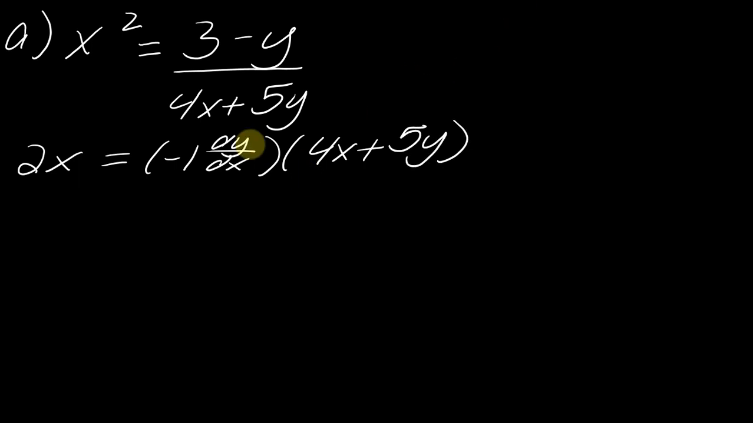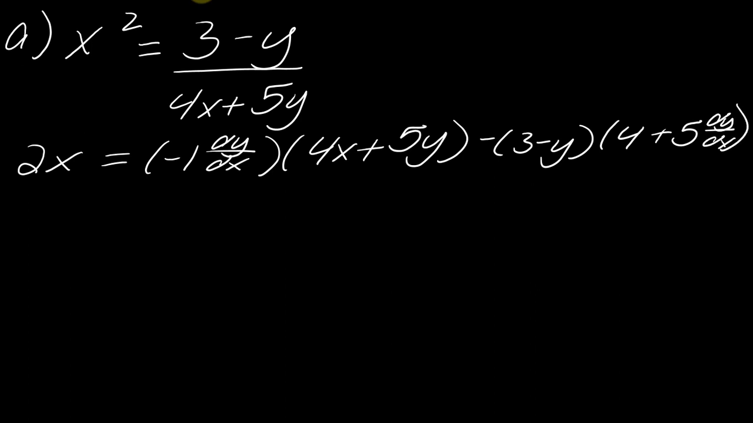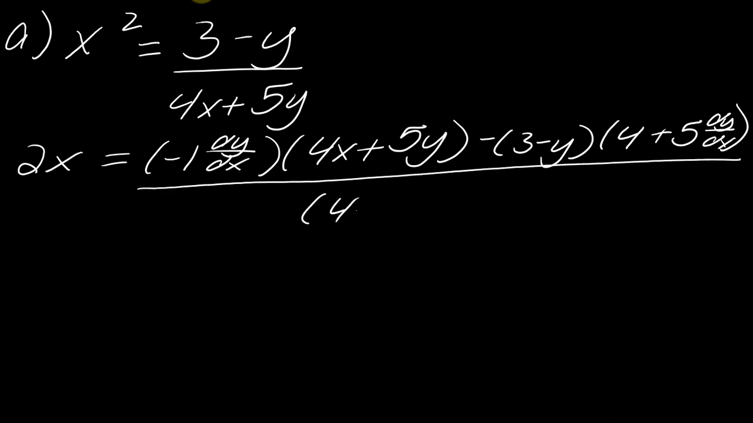And then for the next part, I leave the top alone, and for the bottom, the derivative of 4x is just 4. And then the derivative of 5y is going to be 5, except now I took the derivative of y, so I'm going to write dy/dx here. Sorry, I have to cram that. I'll try to space it out in the next part. All of this over 4x plus 5y squared.